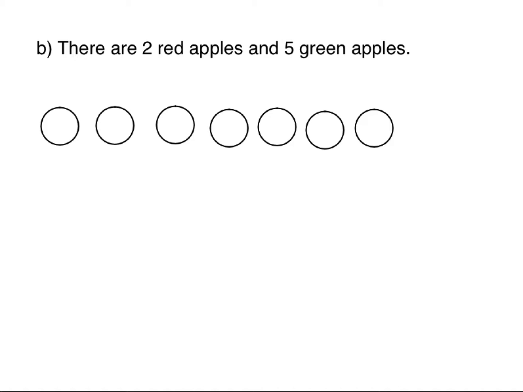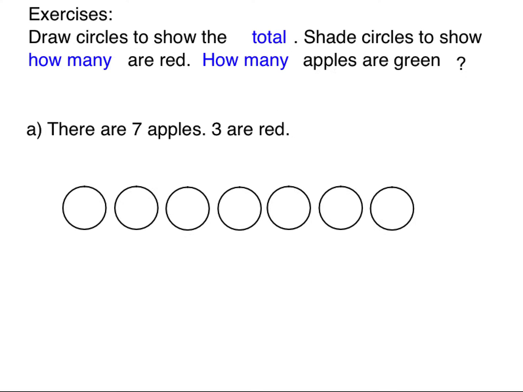So if you just color in my 2 red ones, does it matter that it's not red? No. And I'm not going to color these ones in. Does it matter that it's not green? No. Because we can still see 2 red and 5 green. How many altogether? 7.